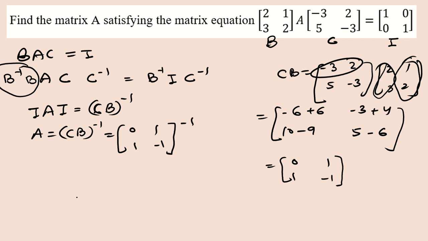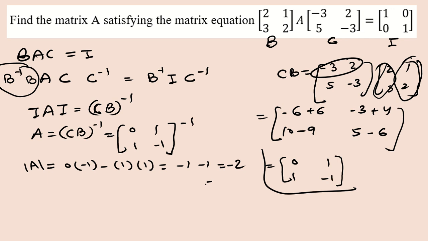Now you can find the inverse by finding, first, what will you find? You will find the determinant of A, and it will be minus 0 times minus 1, minus 1 times 1, which will be equal to minus 1. Minus 1 is not equal to 0, which means its inverse will exist, okay? After that you will find the cofactor matrix of A. I have explained this in the video, and then you can find its transpose, which will be the adjoint of A.